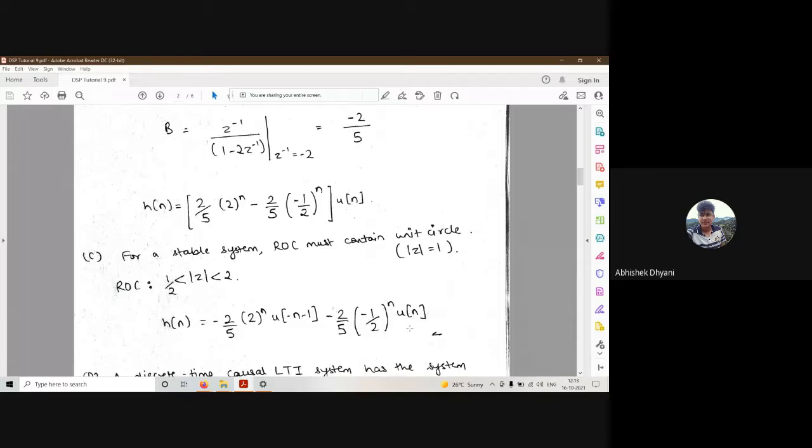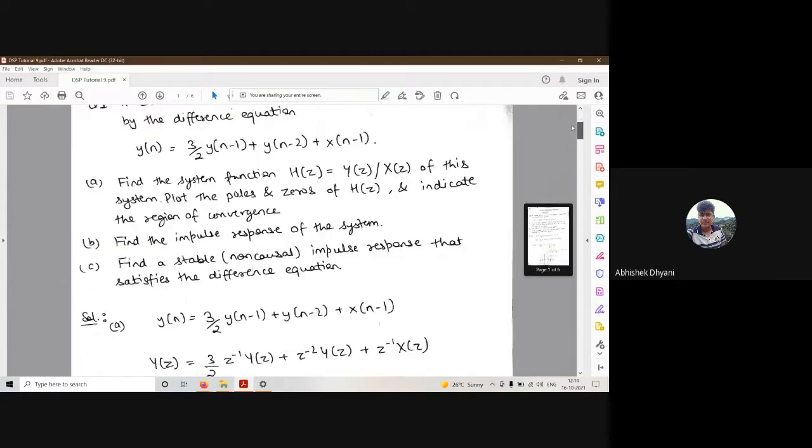Also, one another thing is that the formula also changes, because when we have a left sided sequence, we will have minus a raised to the power n. So there is a negative sign also here, and there is this u of minus n minus 1. So this is the overall impulse response for the case when ROC is this. So you see this is different from this. That means that the system function or the impulse response depends upon our choice of the region of convergence. So that is question number one.